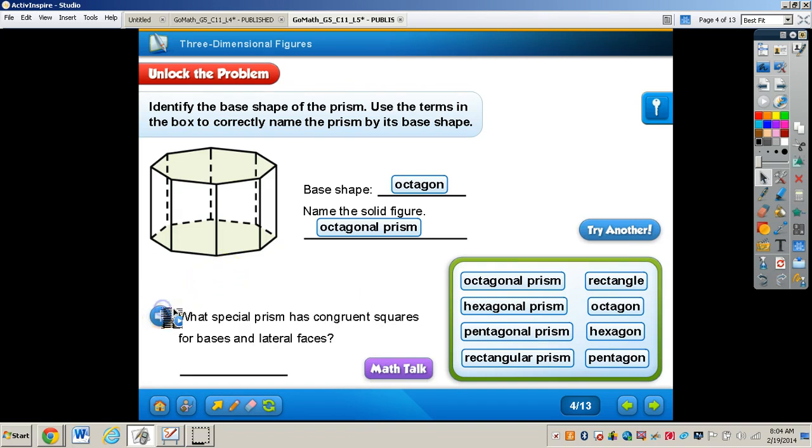Now let's take a look at this final question down at the bottom. It says, what special prism has congruent squares for bases and also lateral faces? Congruent squares for bases and lateral faces as well, that would be a cube. So that would be a cube for that final question on page 457.